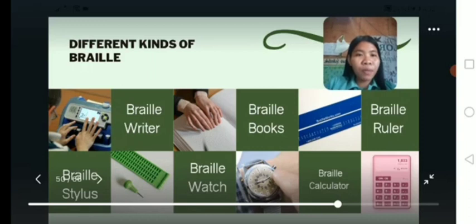So we also have Braille watch. As we can see, it has patterns and dots that students can touch. We also have Braille ruler. The same with the Braille watch, they touch the patterns and dots. At the same time, we have the Braille calculator. So these are different kinds of Braille.